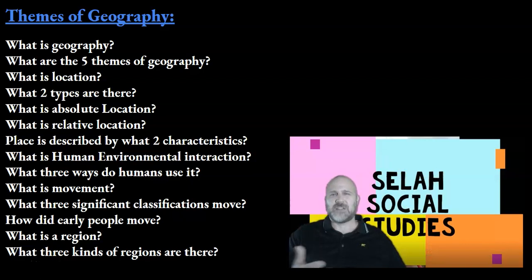Human interaction with the environment is done in three different ways. They adapt to their environment, they modify their environment, and they depend on their environment. Humans use, change, and live with the environment by living with the climate, draining swamps, digging irrigation ditches, and cutting down forests, or deforestation.